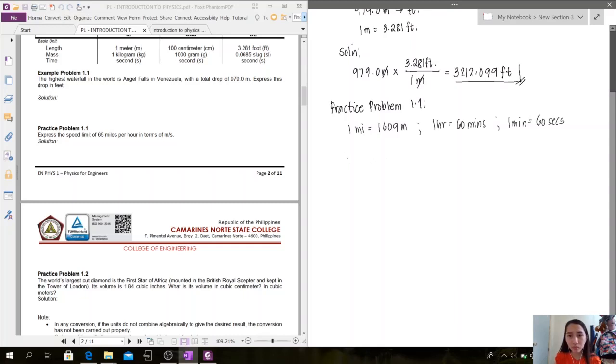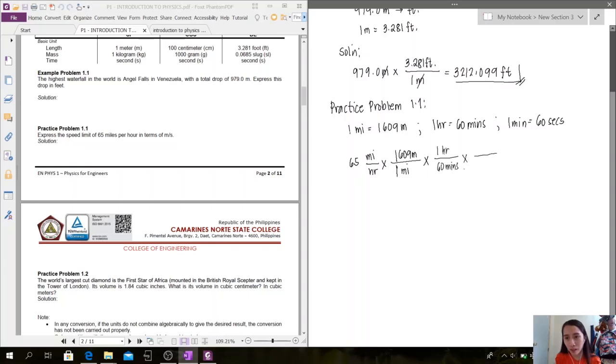So, we'll write 65 miles per hour. First, let us convert miles into meters. So, we'll have to put 1 mile on the denominator so that we can cancel it later. And for every 1 mile, we have 1,609 meters. And for every hour, since this is in the denominator, we'll have to put the hour in the numerator here. So, for every hour, we have 60 minutes.